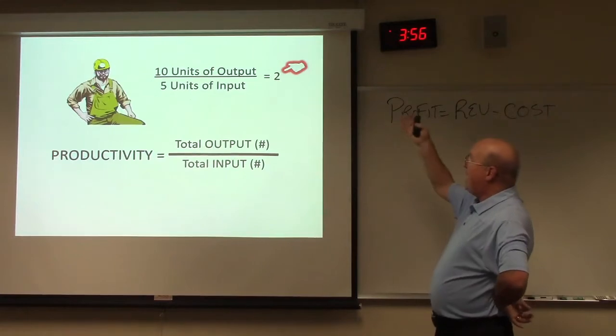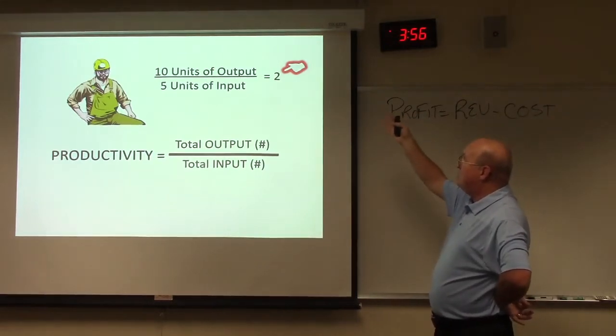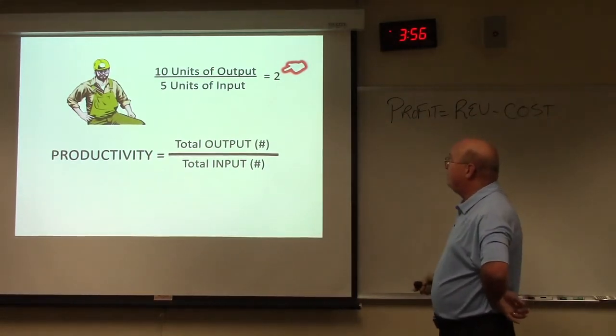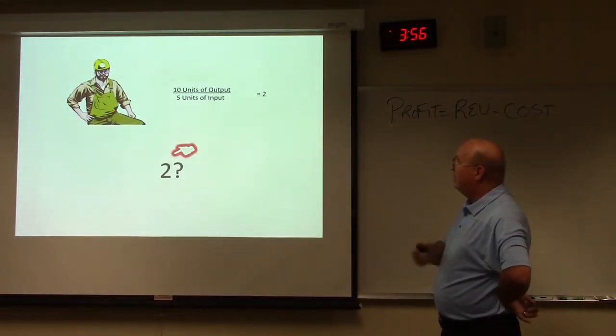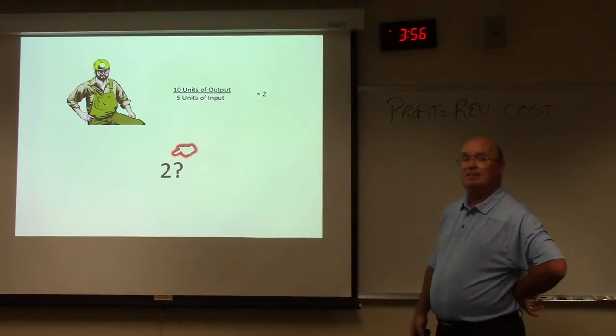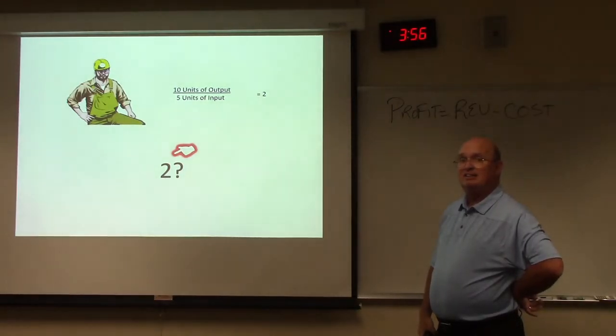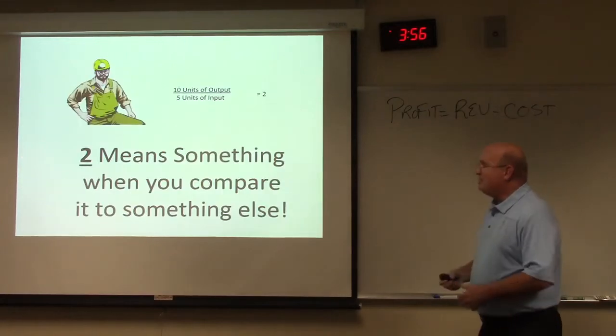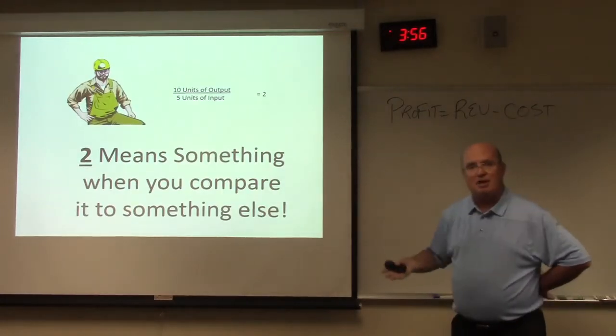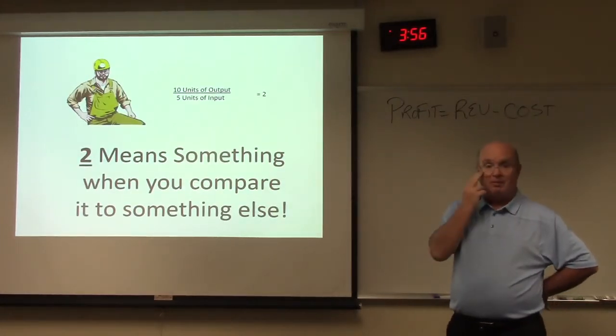Now let's say we produced 10 things and it took us 5 people to do it. We got an output of 2. What does 2 mean? We have no idea, because it doesn't mean anything unless you compare it to something else. Now here's what I mean.